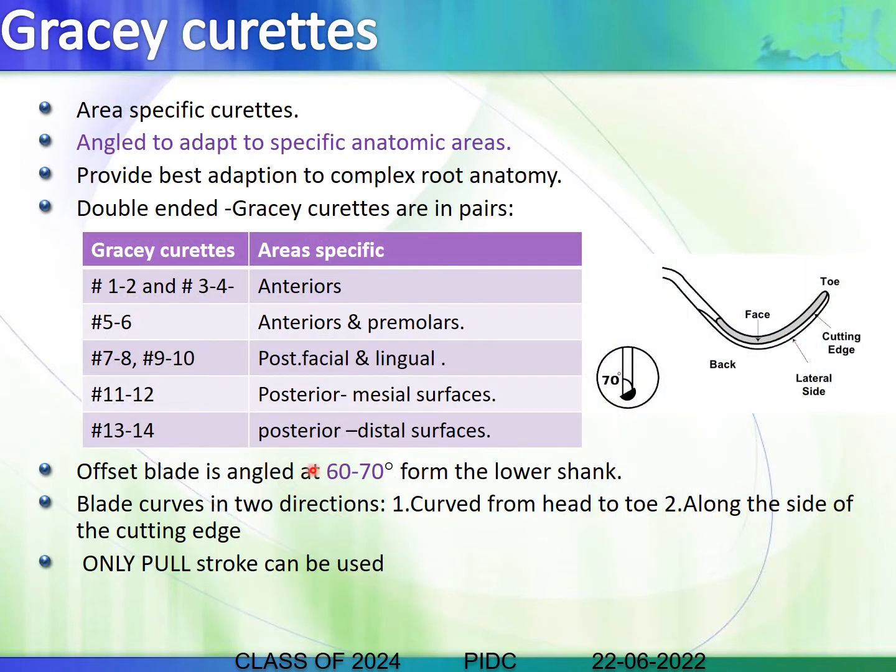Next, coming on to Gracey curettes. These are area-specific curettes angled to adapt to specific anatomic areas, and provide the best adaptation to the complex root anatomy. Double-ended Gracey curettes are available in pairs, and it's always necessary that you know this set of instruments if you want to carry on with the treatment for a patient. Here the offset angle is around 60 to 70 degrees with a lower shank, and the blade curves from the head to the toe and along the side of the cutting edge, and only a pull stroke can be used here.